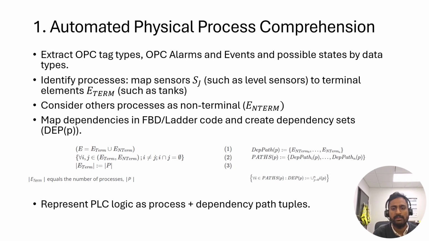So now each process is mapped as a sensor and terminal element combination. A sensor could be a level sensor, and the tank would be the terminal element in the case of, let's say, tank level control. They consider all other processes as non-terminal, and they map these dependency sets, where each dependency set would be a bunch of terminal and non-terminal processes that have dependencies with each other. And essentially, the PLC logic is represented as dependency path tuples per process within the logic.